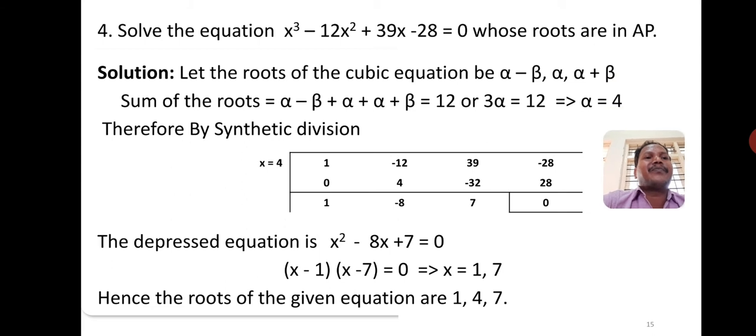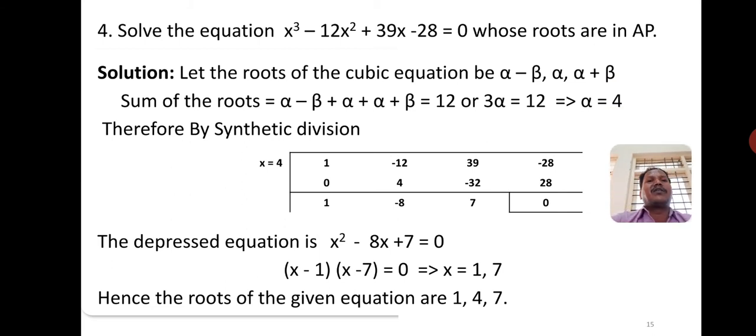Next one, solve the equation, that is cubic equation whose roots are in AP. Let the roots of the cubic equation be alpha minus beta, alpha, alpha plus beta as per our note. Let us see their sum. Therefore minus b by a, that is b is minus 12, again a is 1, that is plus 12. So here plus beta minus beta will cancel. Totally the sum is 3 alpha is equal to 12, therefore alpha becomes 4.